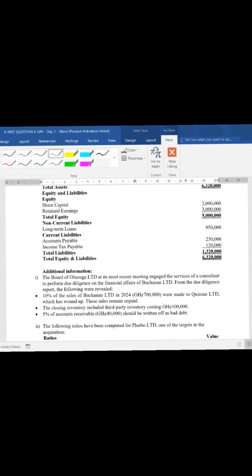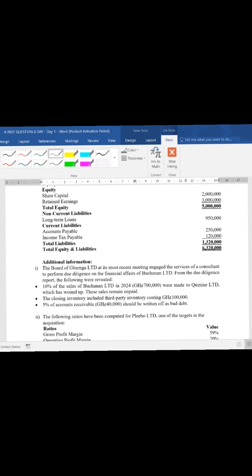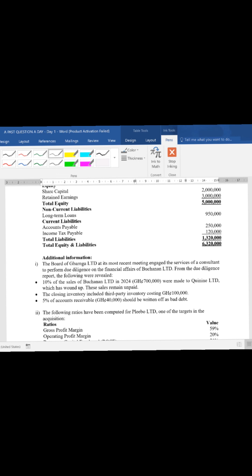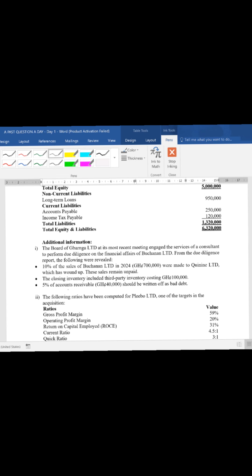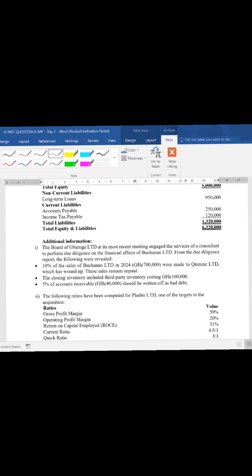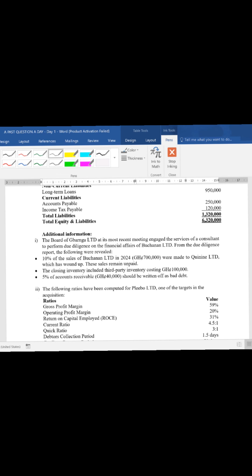So the board of Gbana Limited, at its most recent meeting, engaged the services of a consultant to perform a due diligence on the financial affairs of Buchanan Limited. From the due diligence report, the following were reviewed. 1. 10% of the sales of Buchanan Limited in 2024, which is 700,000 Ghana cedis, were made to Queen Limited, which has wound up, and these sales remain unpaid. So then we have a receivable that we have to write off. We may have to reduce our revenue to reflect the ones that we would receive.